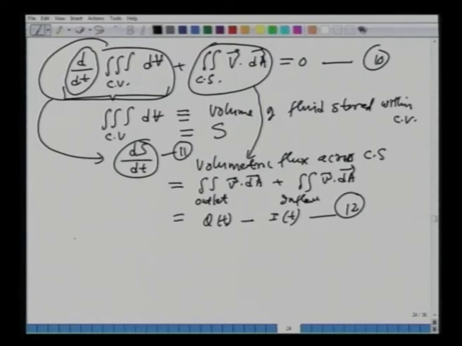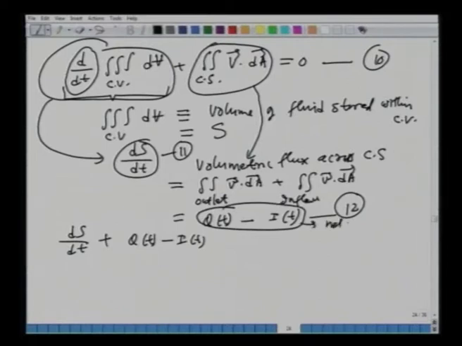So, what we will get is dS/dt plus (Q minus I). Remember what is Q minus I? It is the net outflow, and all of this should be equal to 0, or we take the inflow and outflow quantities on the other side. So, you have dS/dt is equal to I minus Q.